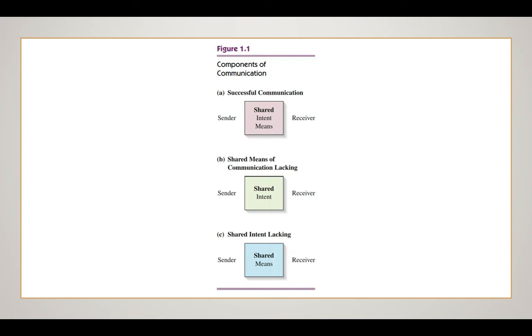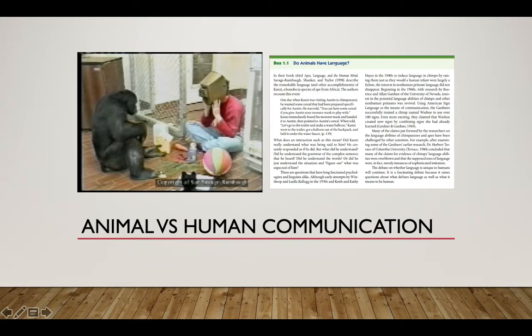But looking at those headings again, you need the intent, the means, the sender, and the receiver. This is interesting. This is a video of them having taught this gorilla some language, if you will, and that when they did certain things, the gorilla would respond a certain way. So they were communicating for sure, but were they using language?